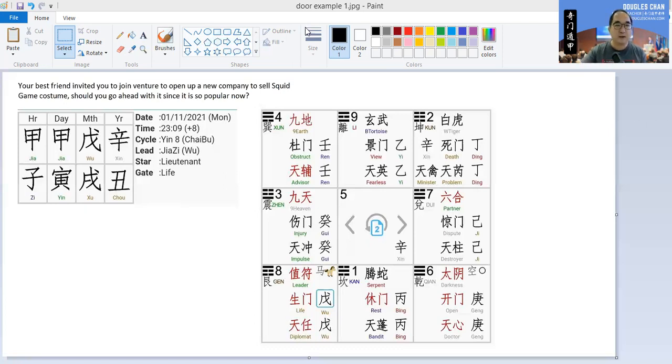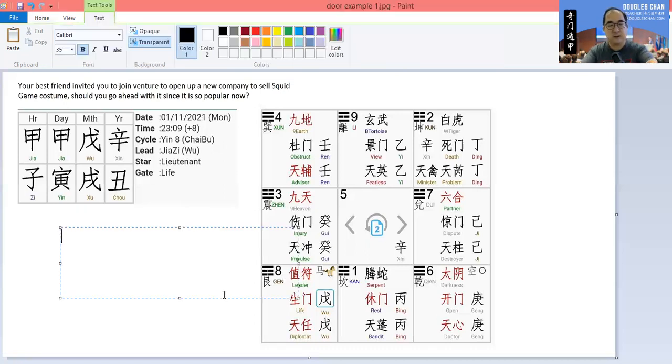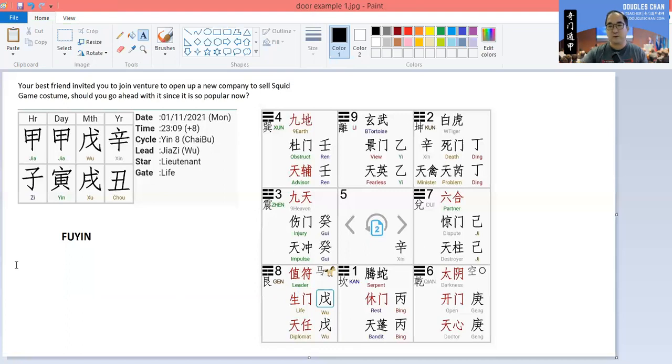So let me type it down. What does a Fuyin chart look like? It's pronounced F-U-Y-I-N, Fuyin chart. So in a Fuyin chart, what does it really mean? It means that this particular chart is going to be motionless, is going to be slow, and is also going to be very painful. So this is what the Fuyin chart stands for, and the overall picture of this chart is a Fuyin chart.